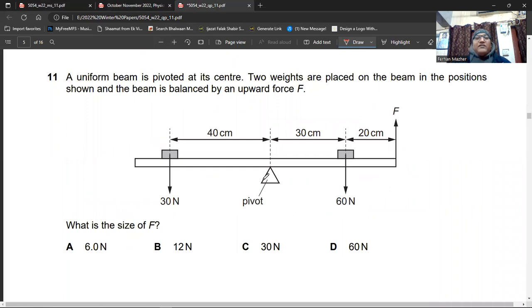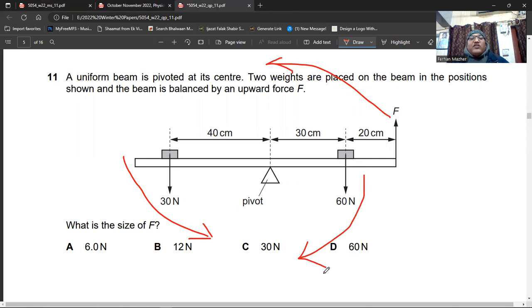Here we have a rod which is balanced on a pivot. A uniform beam is pivoted at its center. Two weights are placed on the beam in the positions shown, and the beam is balanced by an upward force F. What is the size of F? One thing is very important. You see, this is trying to produce an anti-clockwise turning effect. This force is also trying to produce an anti-clockwise turning effect. But this force, 60 Newton, is trying to produce a clockwise turning effect.